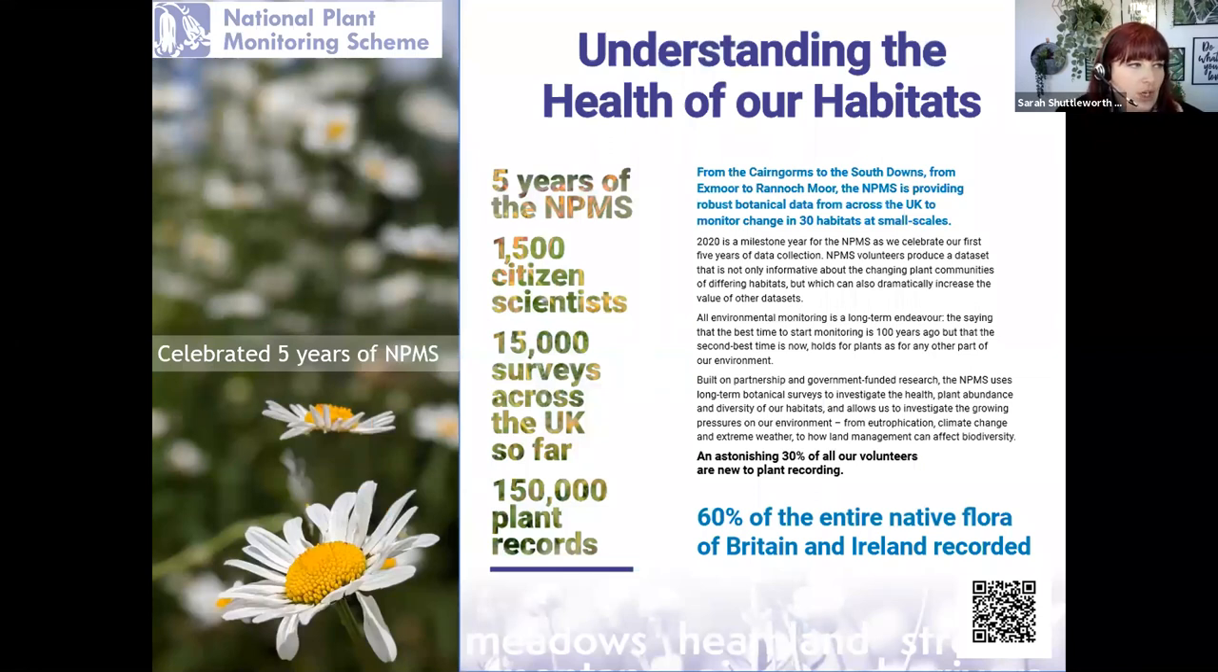Another document that came out last year, just at the beginning of lockdown, is our Understanding the Health of Our Habitats document. So that can all be found on the website. Because monitoring the NPMS habitat plots twice a year, every year, this provides an unparalleled opportunity to track and understand the responses of plants to our changing environment. And it allows us to investigate the growing pressures on our environment from all of those reasons I said before: climate change, eutrophication, extreme weather, for example. And so after the fifth season, now having enough data, we produced this document, Understanding the Health of Our Habitats, released last year. And as I said, you can read the full document if you wish, but it's useful to sometimes see the reasons why you're doing this, and what your data is going towards and how it's helping.